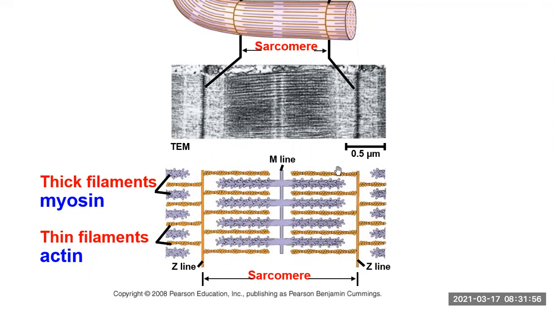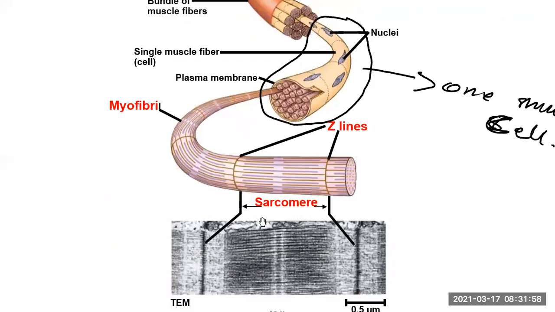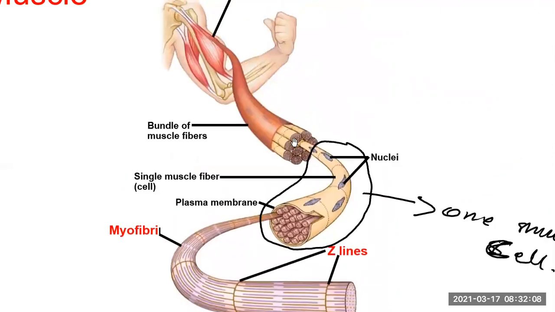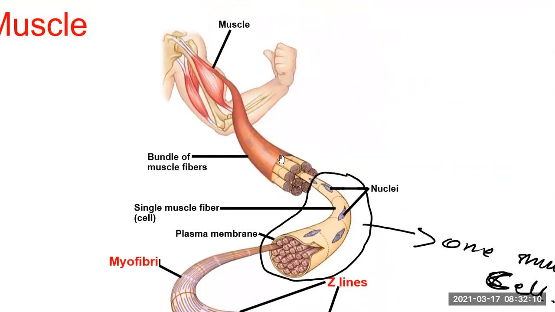Shorter. When all these sarcomeres get shorter, what will happen to the single muscle fiber? It also gets shorter. When all the bundles of muscle fibers get shorter, what will happen to the muscle? It gets shorter. It just contracts. So this is called summation.